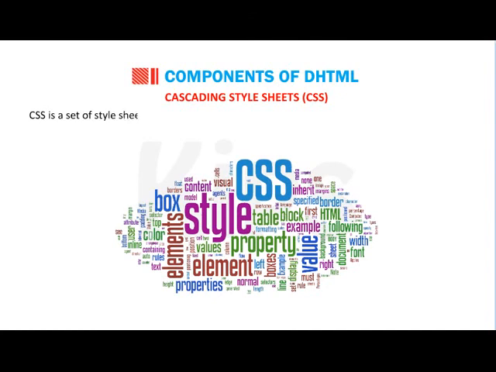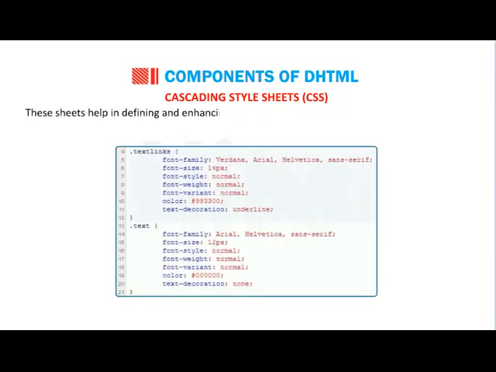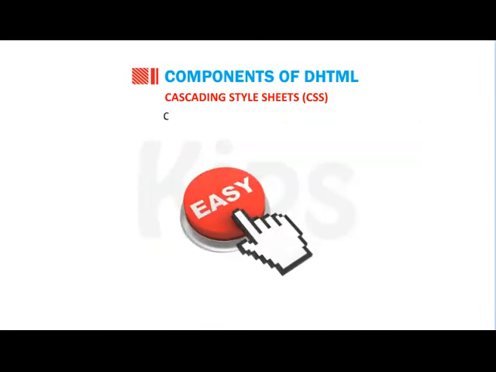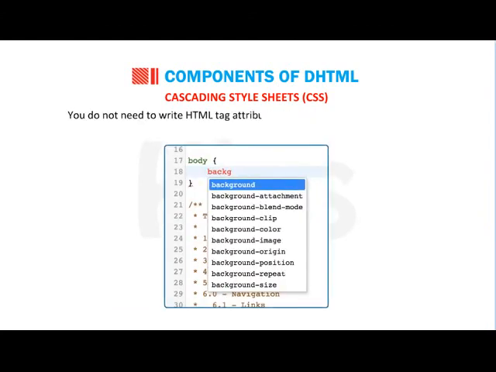CSS is a set of style sheet design principles that determine the visual layout of the content of a web page. These sheets help in defining and enhancing the page's appearance by controlling the format of HTML elements. It contains a wider range of formatting attributes than HTML. It is like a template in a word processing document. Using CSS, you can set the font, color, background, position, margins, etc. of various elements on a web page. CSS is easy to learn and understand. You do not need to write HTML tag attributes time and again while using CSS.